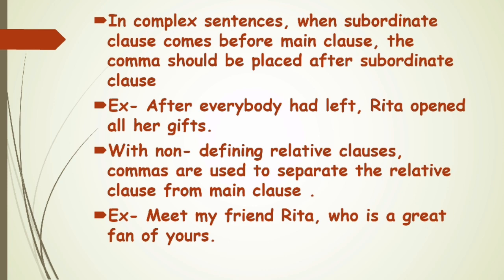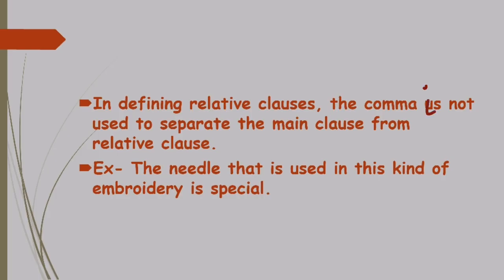So here the relative clause is separated from the main clause using a comma, right? In defining relative clauses, the comma is not used to separate the main clause from the relative clause. Now, what is the difference between defining and non-defining relative clauses? Students, defining relative clauses give us additional information about the noun. Non-defining also give us information, but that information is not necessary for the sentence to be clear. This is the main difference between defining and non-defining relative clauses.